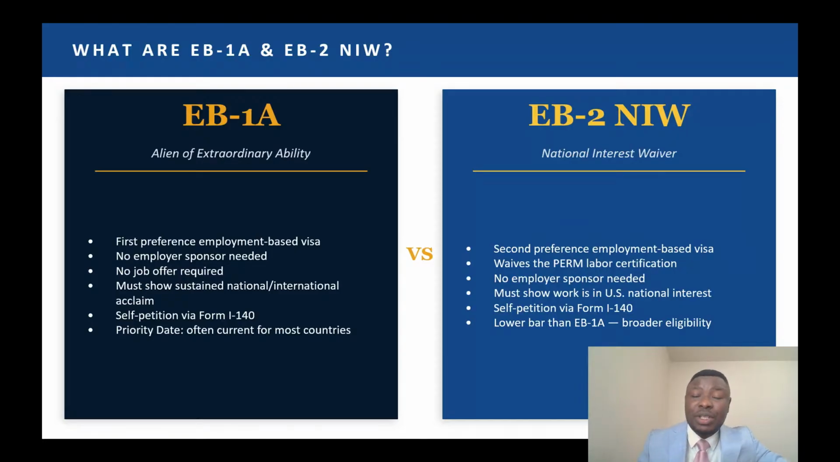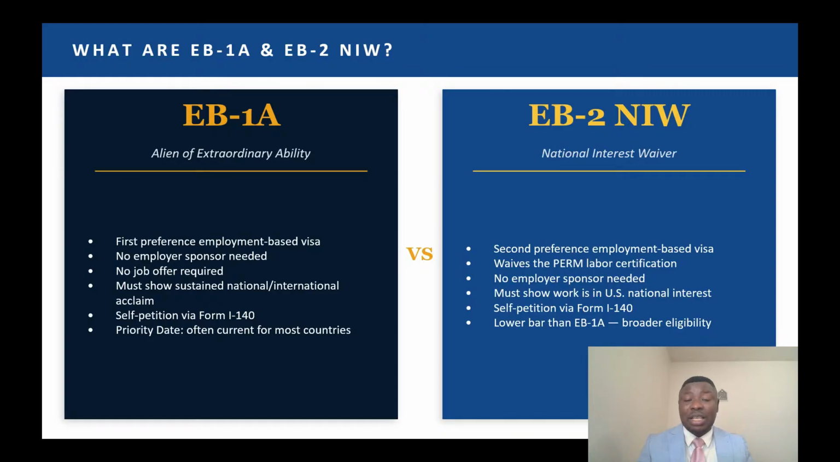Now, what is EB2 NIW? EB2 NIW, or National Interest Waiver, is a second preference employment-based visa. So you see, we have EB1 that is the first preference, and we have EB2 that is the second preference employment-based visa. So one is higher than the other in terms of requirement, in terms of conditions, and in terms of standard. The EB1 standard is very, very high, but the EB2 standard is lower than the EB1 standard.